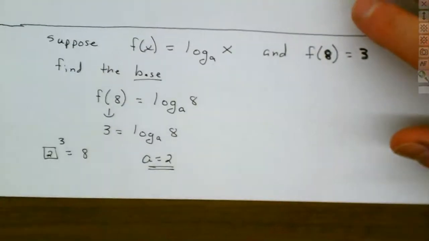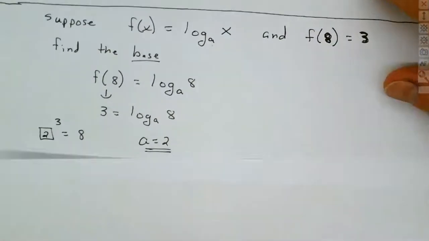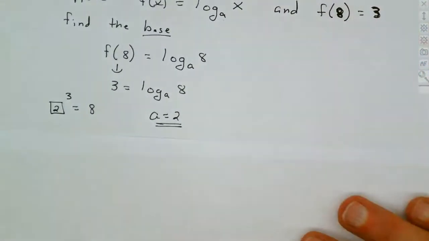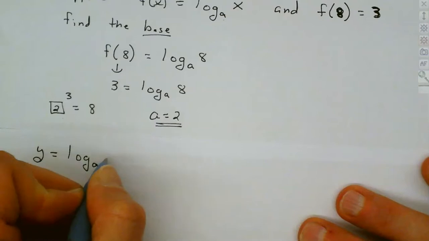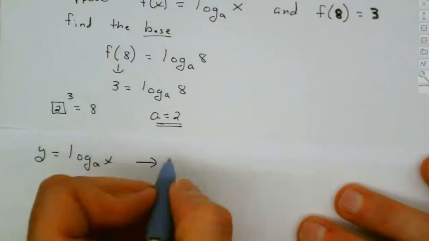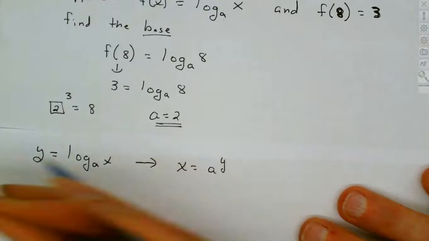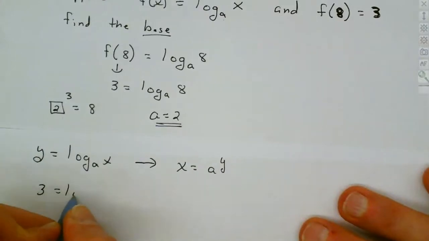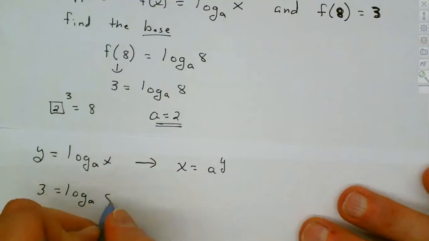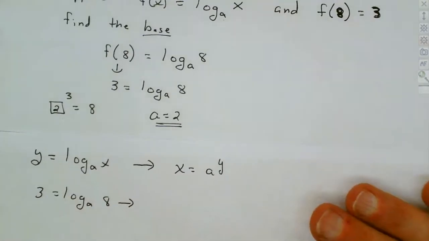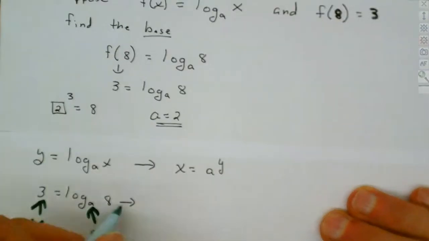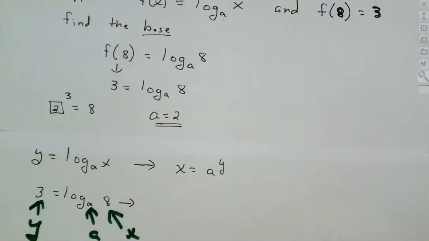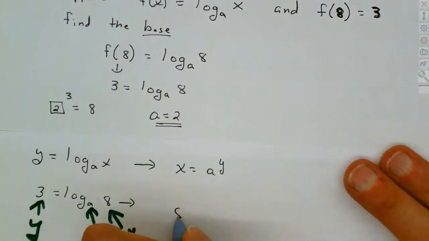How would we convert this from a logarithm to an exponential? If I wanted to convert this from a logarithm to an exponential, we use this. Y equals log base A of x converts into x equals A^y. And so if we have 3 equals log base A of 8, that would convert into, we did this earlier, this is your Y, that's your A, and that's your X. That would convert into now what? 8 equals A to the third power.